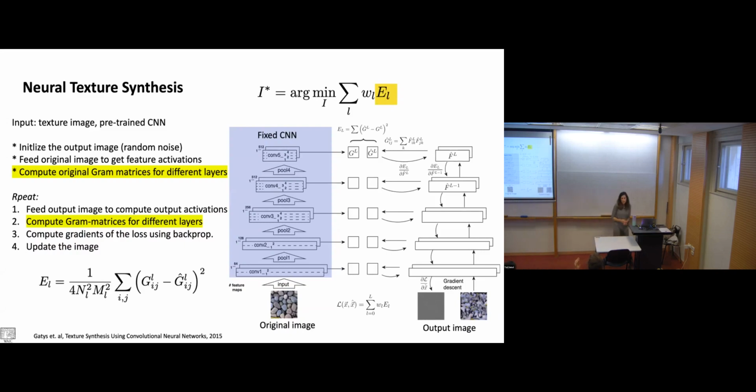Yes. So is the pre-trained CNN updated for the texture case, or is it just an arbitrary? VGG trained on ImageNet.